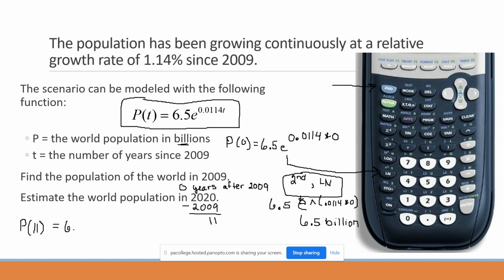And so I put 6.5 e to the 0.0114 times 11. And then the way that I type that on my calculator, 6.5, I use the second and the LN button, and that makes e caret key parenthesis show up. And then I'm going to type 0.0114 times 11 and then close my parentheses so that I get all of that in the exponent as needed. And round it off to just one decimal place, then I would get 7.4 billion.